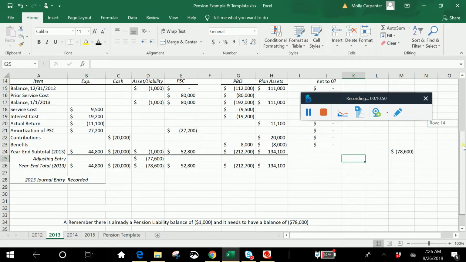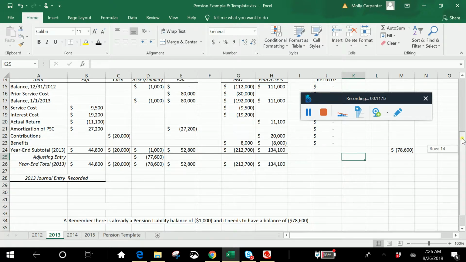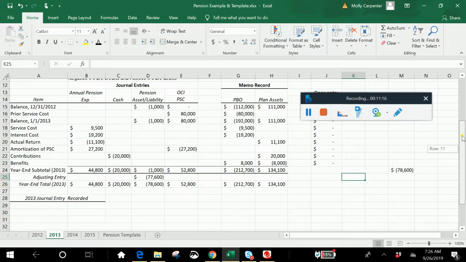Again, this is going to help us determine our journal entry. So we're going to have a debit to pension expense of $44,800. We are going to have a credit to cash of $20,000. We are going to have a credit to the pension liability of $77,600.